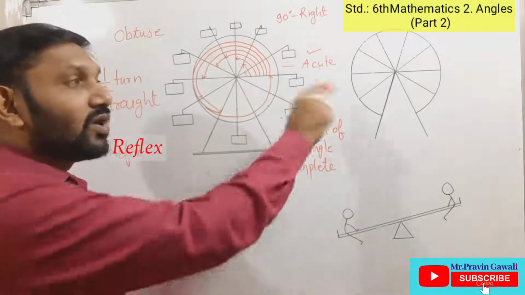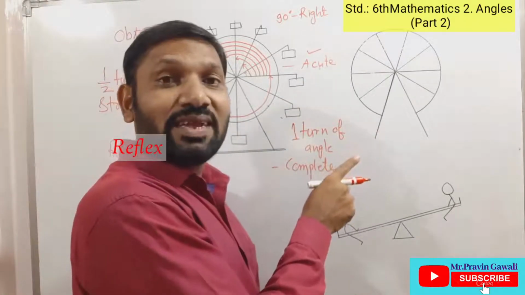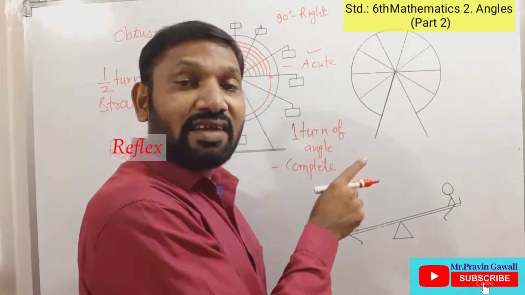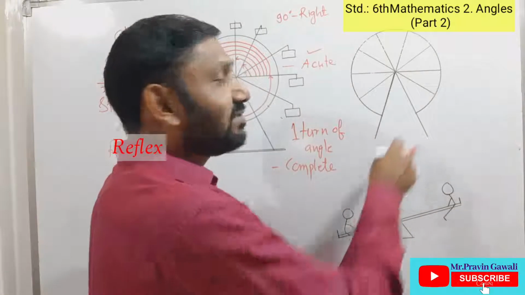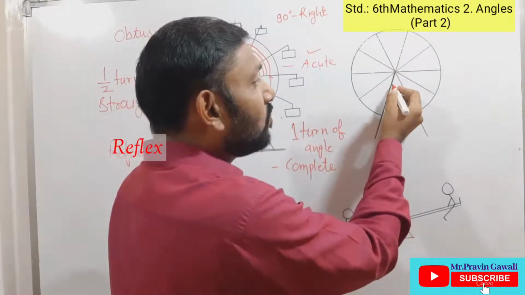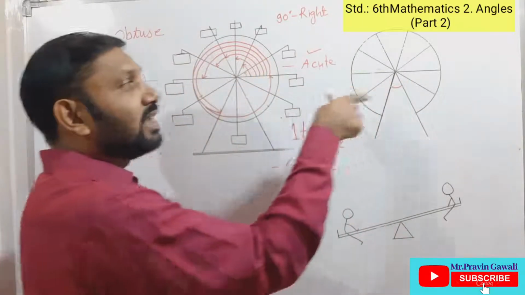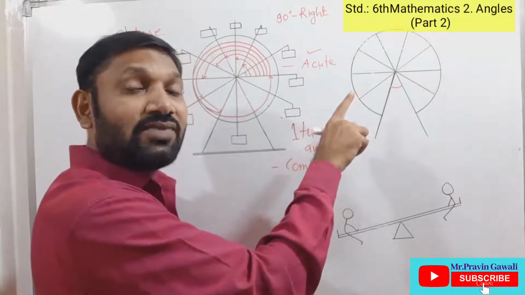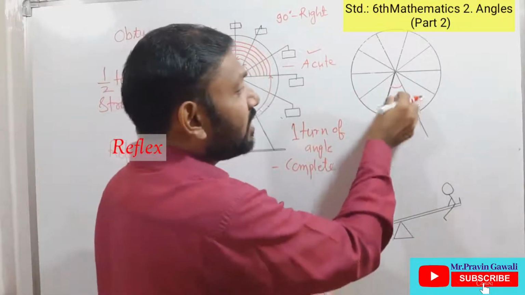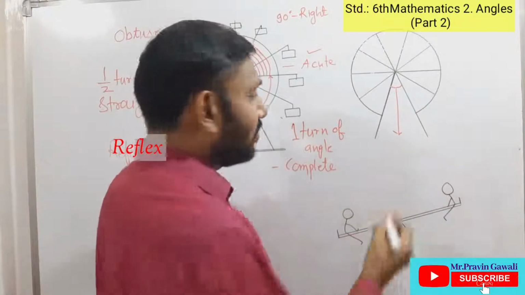Now we will move forward with this figure. What is this, students? Have you seen it anywhere? Yes, it is a Japanese fan. In the same way, here we can see a wheel. In the way we have just seen, it forms different angles, but I am going to tell only one here. So here it forms an angle less than 90 degrees, so it is an acute angle.